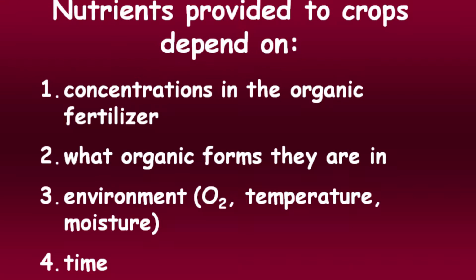Nutrients provided to crops from organic sources depend on the concentrations of those nutrients in that organic amendment. Of course, there's a great range of different kinds of nutrients in organic material, and the plants rely on the rate at which those are delivered. It depends on what kind of organic forms they're in. We'll have a little illustration a little bit later about how important that is.